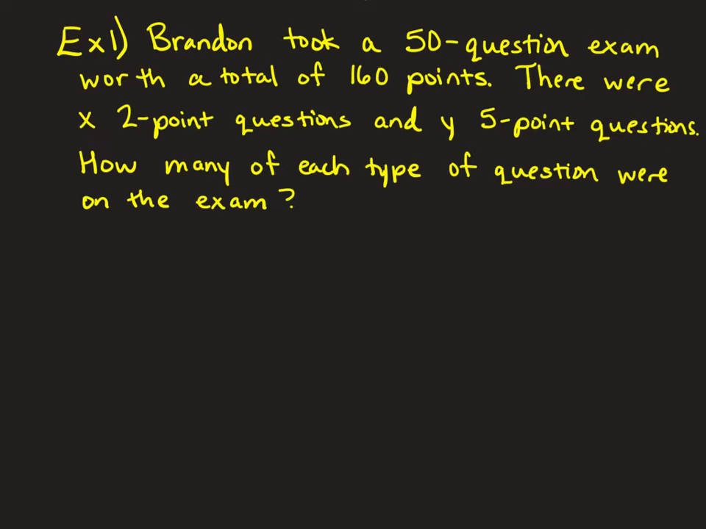I could say there were X number of 2-point questions plus Y number of 5-point questions for a total of 50 questions. I could also set up a total based on points. 2 points per X questions, which there were X number of those, plus 5 points for each of the Y questions, equal a total of 160 points. And so now I've got a system I'm going to solve using substitution.